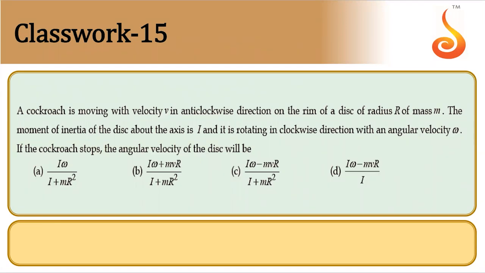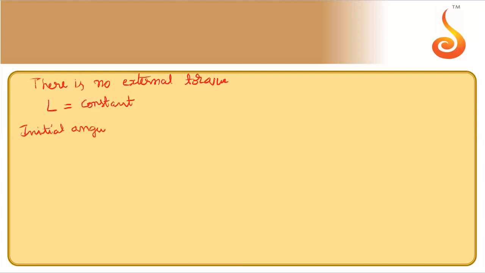See, the cockroach is within the system, the disk is rotating, so no external torque is involved. Hope you have taken this. In the entire problem, there is no external torque. So when there is no external torque, angular momentum should be constant. So the initial angular momentum of the system should be equal to the final angular momentum.